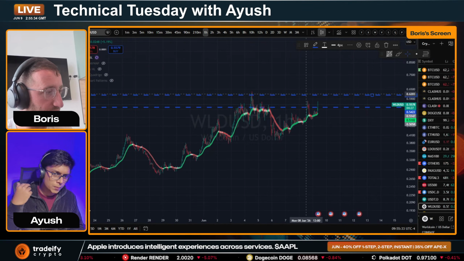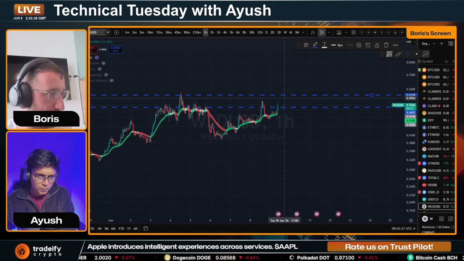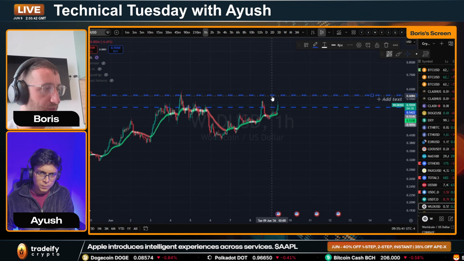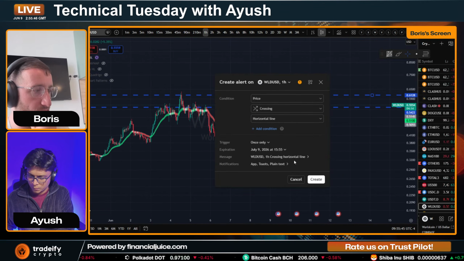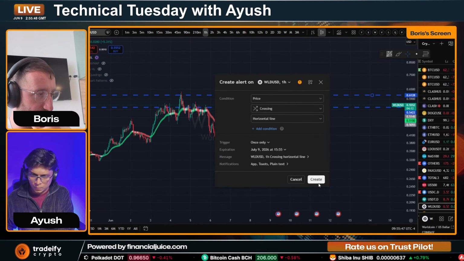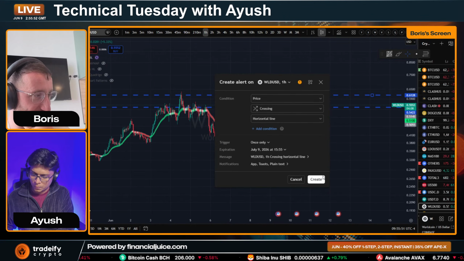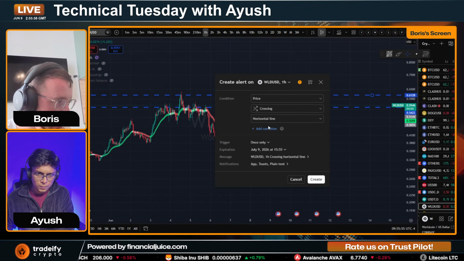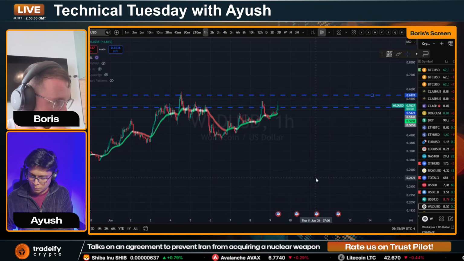Sorry, I was on the wrong tab. But yeah, basically looking at WLD potentially breaking above the 0.6128 level. I'm actually going to put an alert on it so that it can wake me up in the middle of my sleep. All right, I'm going to just create a price crossing horizontal line. That should be good enough. Okay, create.